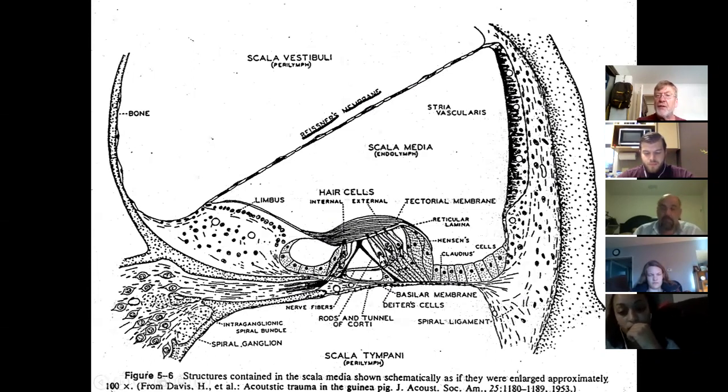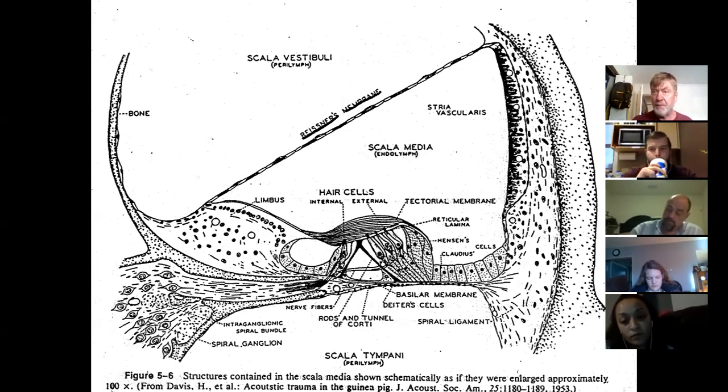Three rows of outer hair cells, one row of inner hair cells. Outers, inners. Outers, inners. Inner hair cells send all sound info to your brain. Without the inner hair cells, you are deaf. But why do you have outer hair cells then? Inner hair cells have a fundamental flaw. They can't pick up sounds softer than conversational speech. They can't pick up sounds softer than 50 dB.